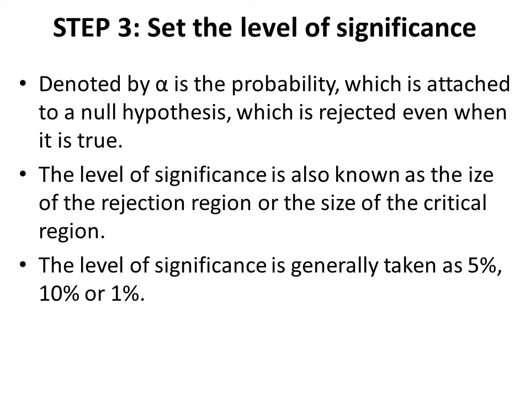Now coming on to level of significance, it is very important. It is denoted by alpha, which is the probability of rejecting the null hypothesis when it is true. The purpose of testing of hypothesis is to infer about the population on the basis of a sample.